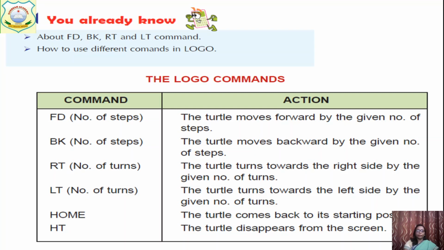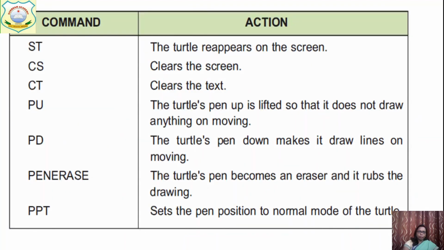Okay, then we have HT. HT stands for hide turtle, so it will hide the turtle from the screen. Once the turtle has been hidden, you can make it reappear. For that we have the ST command. ST stands for show turtle. Now we have the CS command to clear the output screen or main window. Okay, the CT command, if we want to clear the text from the recall list box, we will use the CT command.